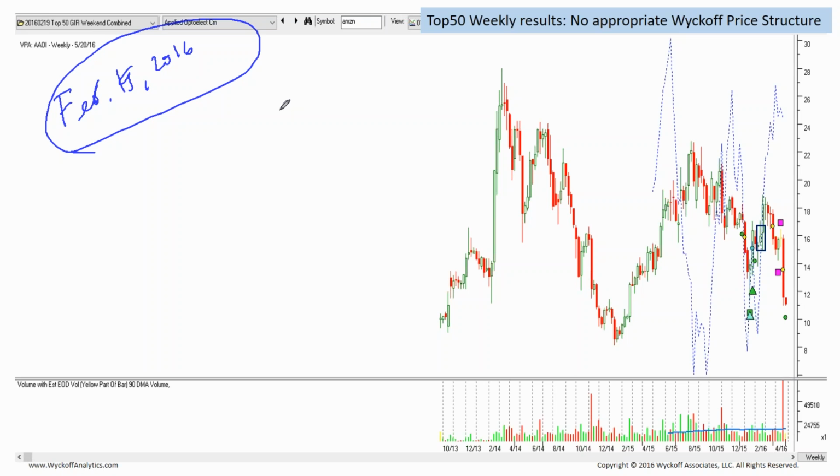With any type of scan, and I haven't seen a scan that is precise in its selection, you're always going to have different structures presented to you in the results. And sometimes you're not going to find any Wyckoffian structure that we would desire.